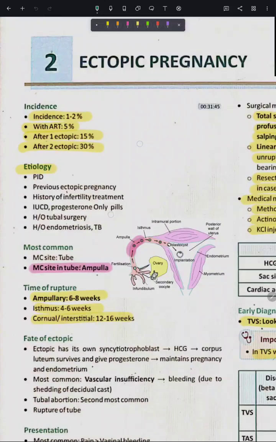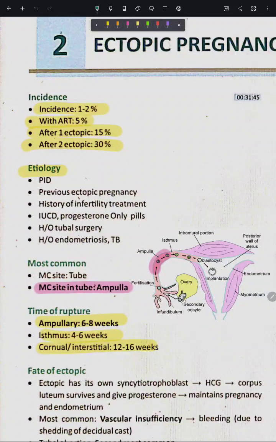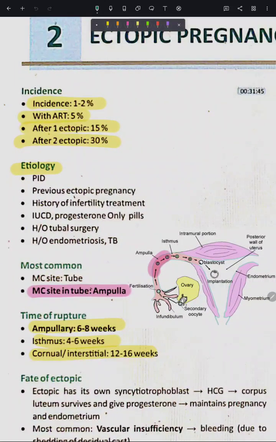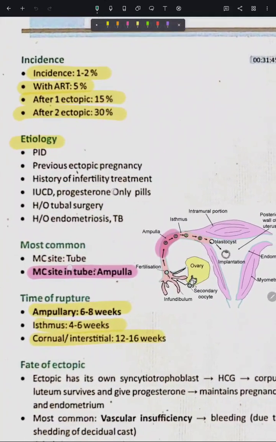Ectopic pregnancy. The incidence rate is 1 to 2%. With artificial reproduction therapy it is 5%. After one ectopic pregnancy, there is a 15% chance of recurrence. After two ectopics, there is a 30% chance of recurrence.